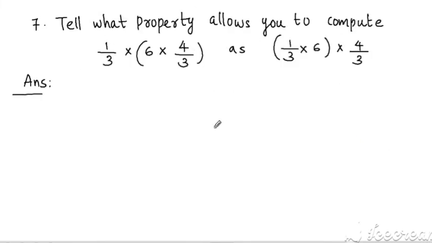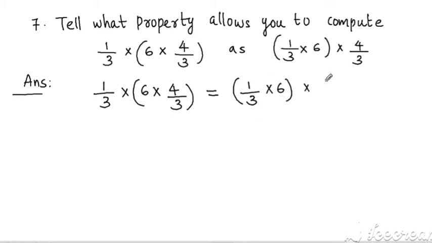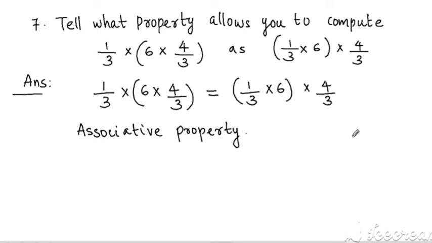The seventh problem is, tell what property allows you to compute the given product as the other one. That means 1 by 3 times 6 times 4 by 3 is equal to 1 by 3 times 6 multiplied by 4 by 3. So these products are equal, that is given. You can see the numbers are arranged in the same order, but their grouping is changed. So this property should be associative property. If the grouping is changed, then that property is called associative property. We can say associative property of multiplication.